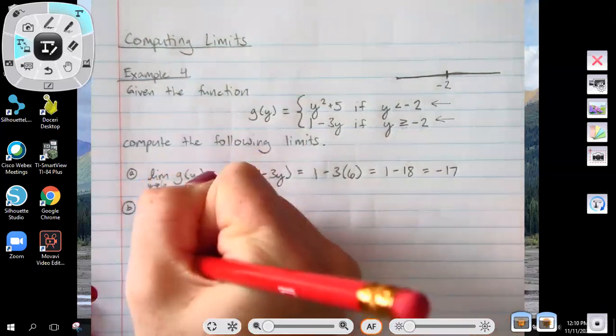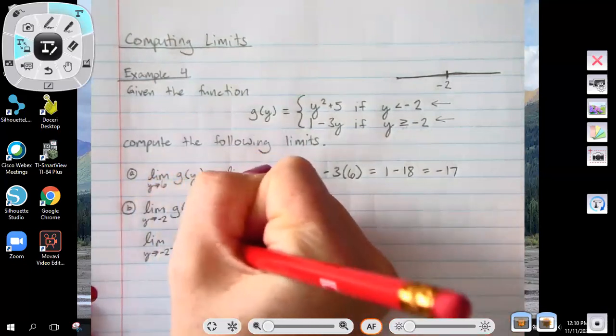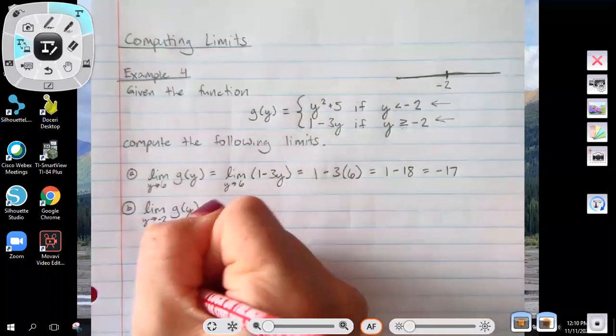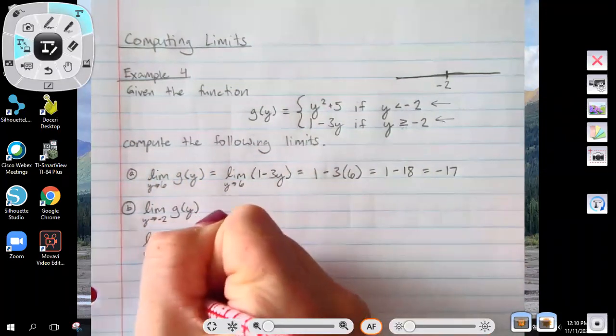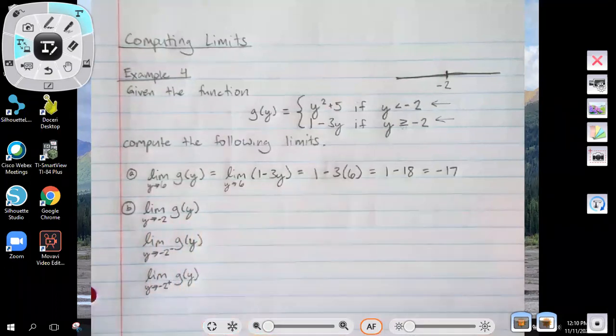So we're going to have to look at the limit as y approaches negative 2 from the left of g of y. And we're going to have to look at the limit as y approaches negative 2 from the right. So remember how to notate that. It's just a little minus or plus sign that looks like it's an exponent on that number.